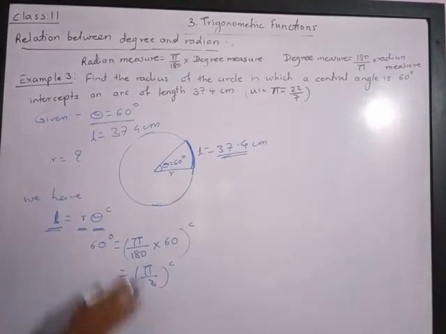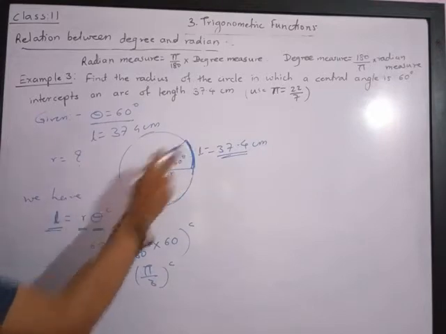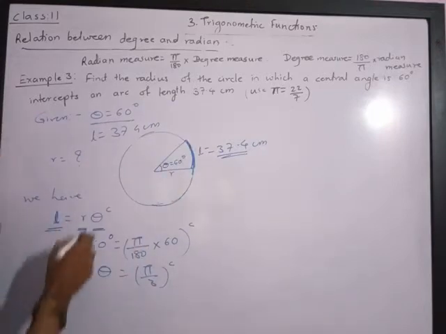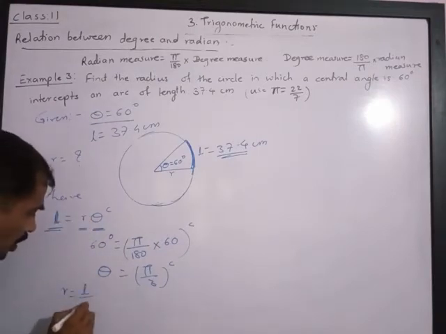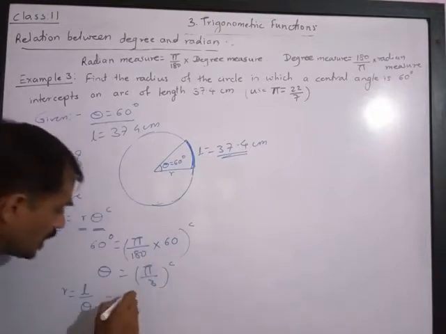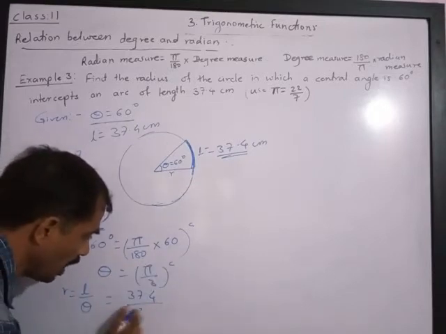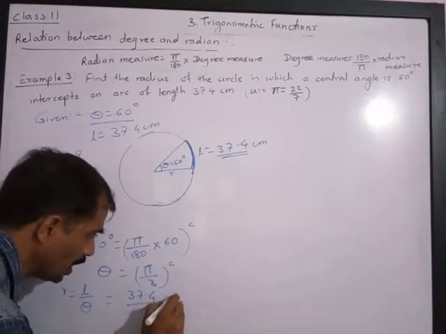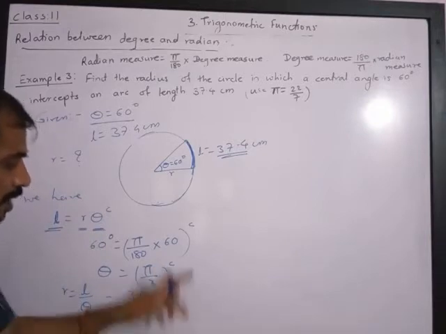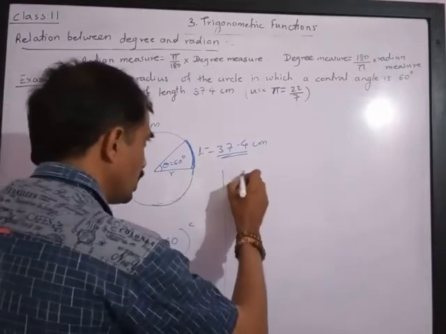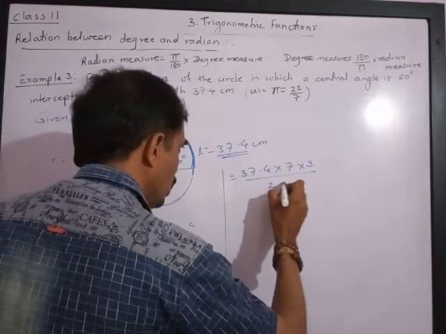Now we have got theta in radians, and the radius is not known to us, while the length is given. From this formula you can understand that radius is equal to L upon theta. Length is 37.4 and theta is pi upon 3, so it will multiply as 3 upon pi. Now pi is 22 upon 7, so this will be 22 upon 7 again, and 7 will go to the numerator. So this is equal to 37.4 into 7 into 3 upon 22.